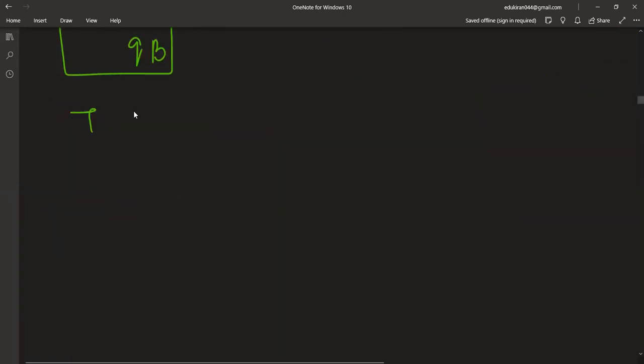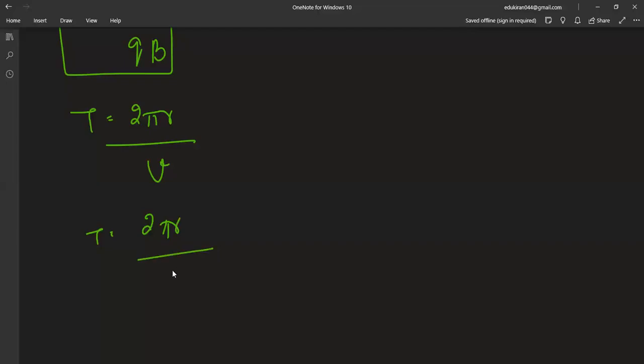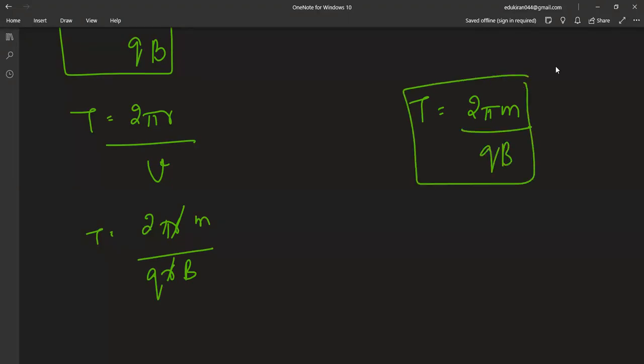One more thing. Time period is what? Time period is distance by velocity. So the circle's distance will be 2 pi r, velocity is v. We have calculated the formula of velocity right now. What was velocity? QRB by m. So QRB by m, r will be cancelled. What is the formula of time period? 2 pi m by qB. All these formulas you have to remember.